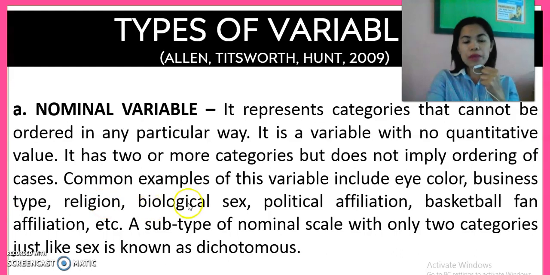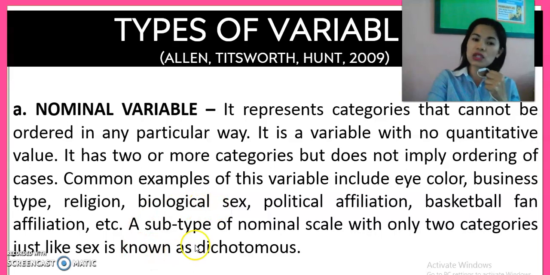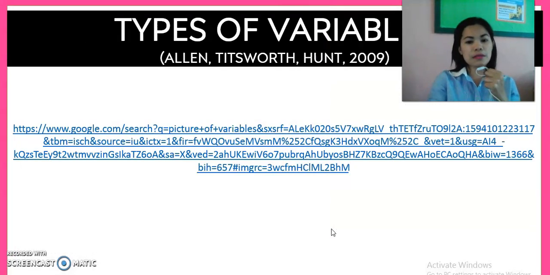Then religion, biological sex, political affiliation, basketball fan affiliation. A subtype of nominal scale with only two categories, just like sex, is known as dichotomous.